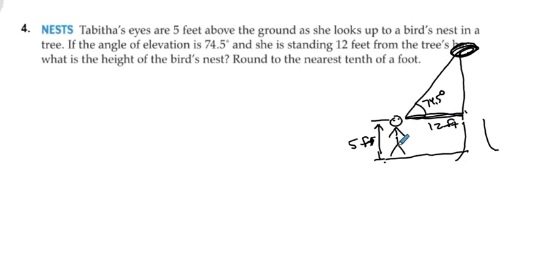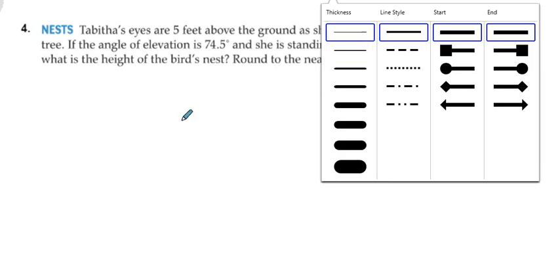So if we're going to find the height of the bird's nest, she's standing 12 feet from the tree, and the height of the bird's nest is going to be this measure right here. This is what we're looking for. It's going to be this, which is the side of that, and then we're also going to add to it this 5 feet. So the height of our nest is going to be this x plus the 5. Let's figure out what that x is first, and then we'll just add 5 to it, and we'll be cooking with gas.